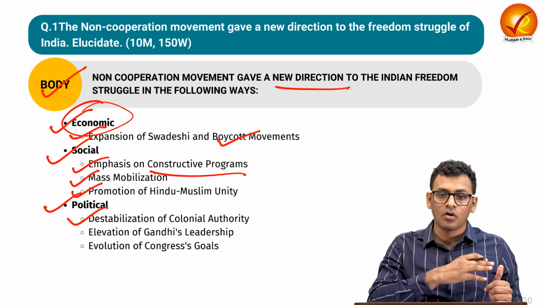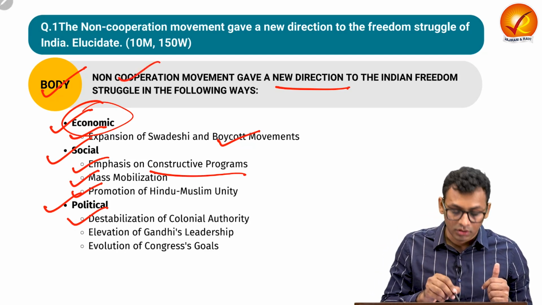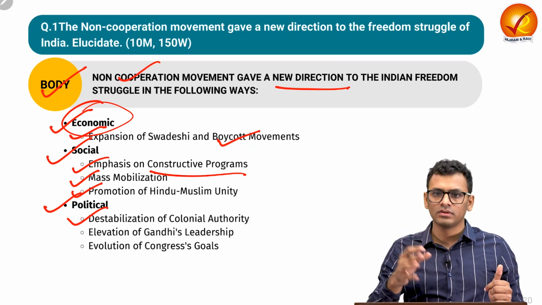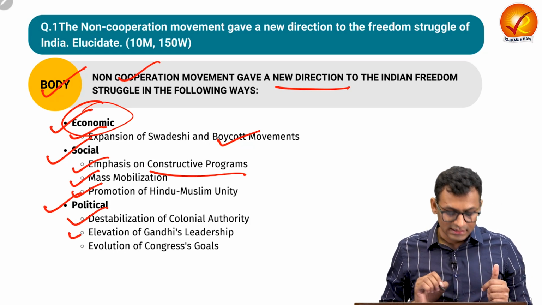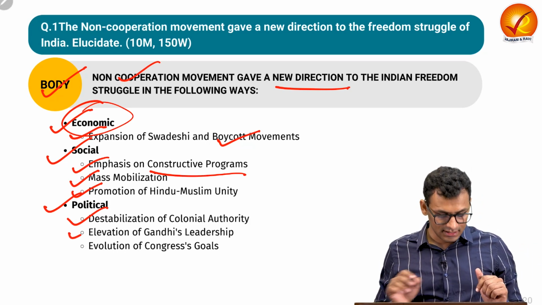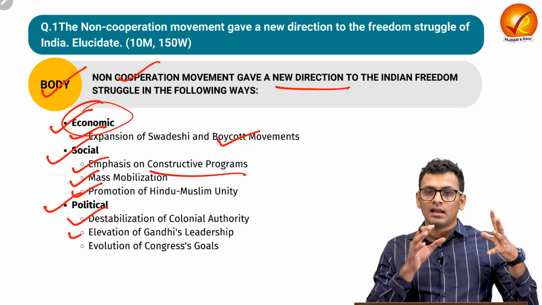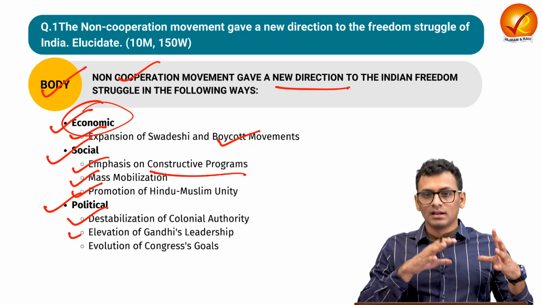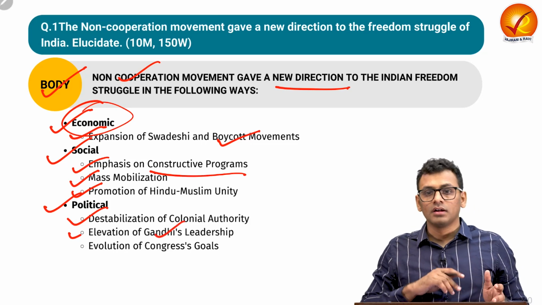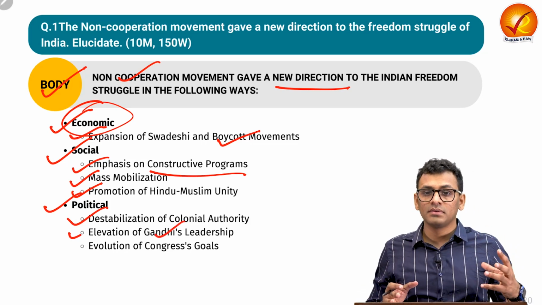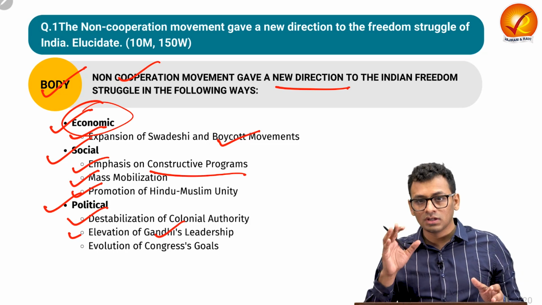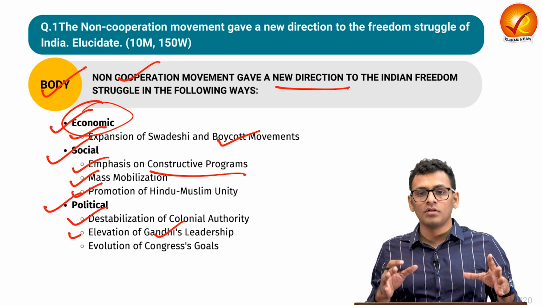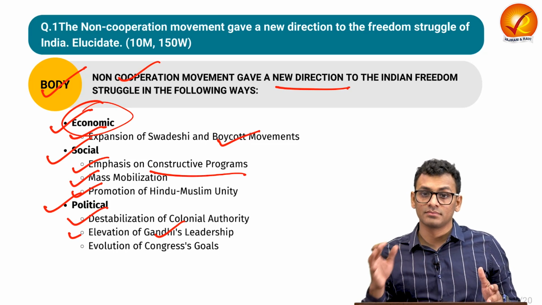We are looking at boycotts, and certain kinds of non-cooperation that definitely impacted how the British would now view the Indian masses. Another point with respect to the political idea is the elevation of Gandhi's leadership. The non-cooperation movement gave a new direction. Gandhi ji gave a new type of leadership where the main parameters were satyagraha and non-violence. It also established how crucial the masses could be for the entire freedom struggle.